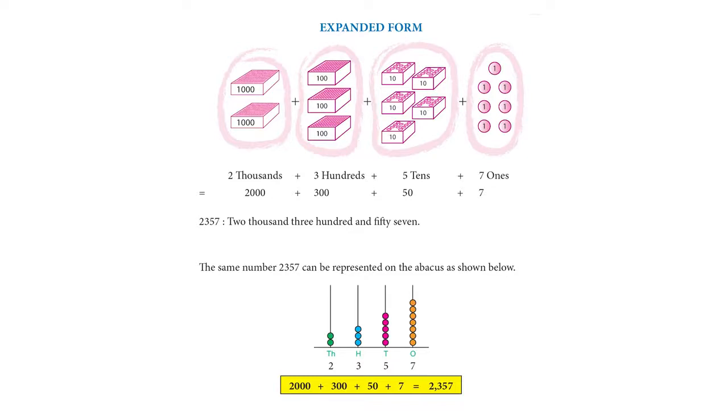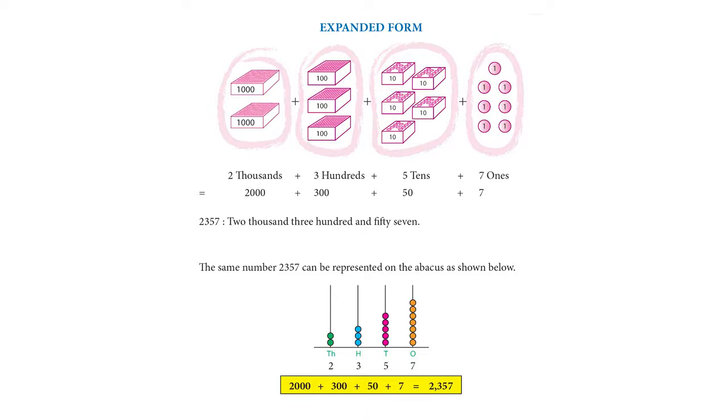You can see the expanded form of 2,305 and that is 50 and 7. So, 2,357. That is how we do the expanded form when it is a 4 digit number. As you look down, you can see the abacus for the same number 2,357.